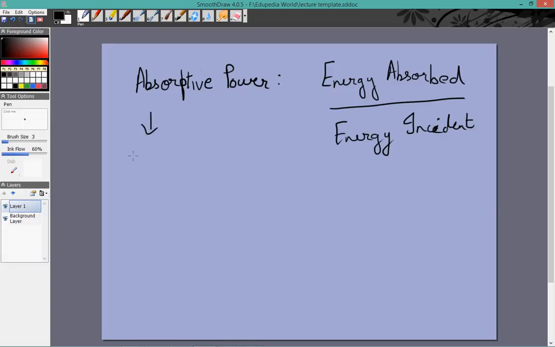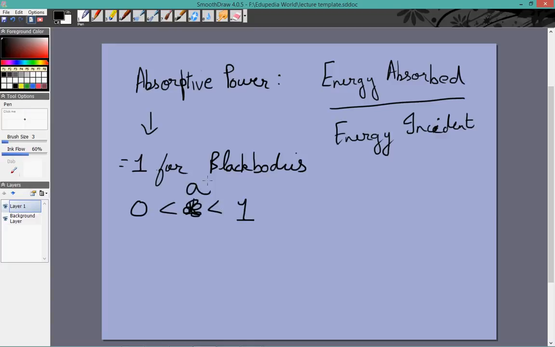The absorptive power is equal to 1 for, that's right, you guessed it, black bodies. That is sort of the definition of a black body. It will absorb 100% of the energy incident on it. So the absorptive power is greatest for black bodies, and for any other object which is not a black body, it lies between 0 and 1. Sorry, it shouldn't be alpha, this is A. It is denoted by A. So for any other object, absorptive power lies between 0 and 1.